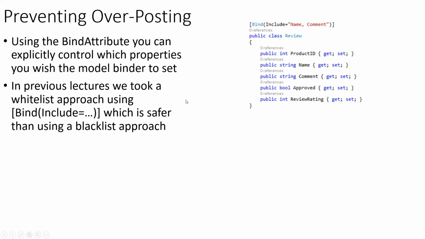So what that means is the model binding will only look for name and comment. It won't even consider these other things. So you'll have to write logic in your code to set these up. And in some cases it might just be a case of, well, approved is always going to start as false.